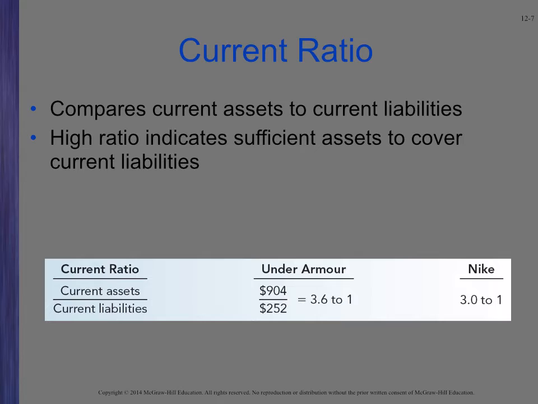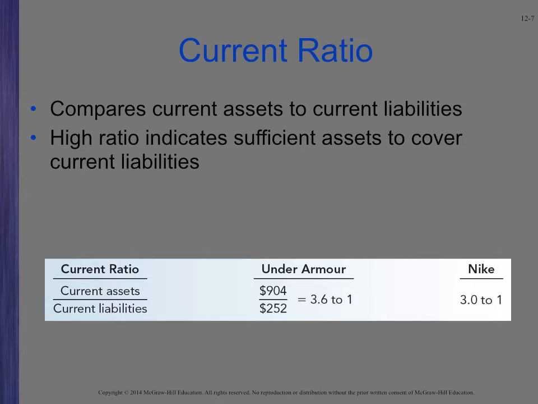In this illustration, we present the current ratios for Under Armour and Nike. Under Armour's current ratio of 3.6 means the firm has $3.60 in current assets for each $1 in current liabilities. Of course, as you can clearly see here, Under Armour's current ratio is higher than Nike's current ratio of 3.